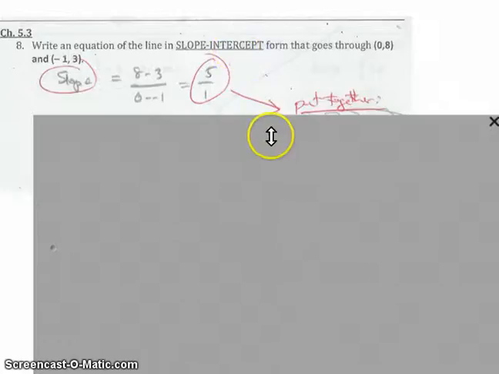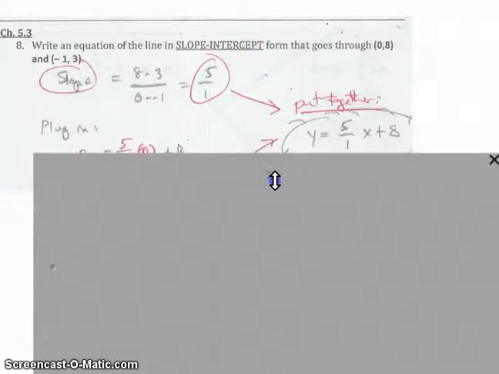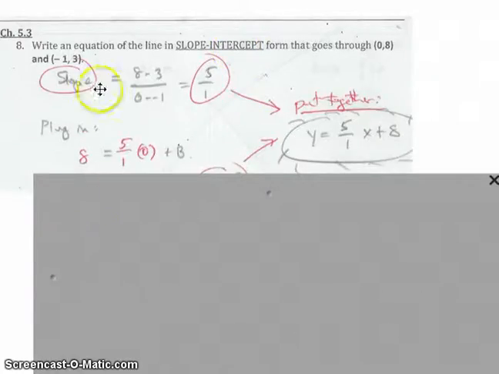Slope-intercept is y equals mx plus b. So I'm going to plug in either of these 2 points. I happen to pick the 0, 8. I put 8 in for y. Instead of y equals mx plus b, I say 8 equals this slope, 5 times 0, that's the x that goes with it, 5 times 0 plus b. Well, 5 times 0 is 0.